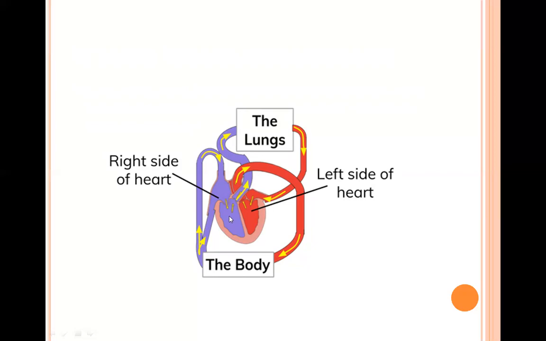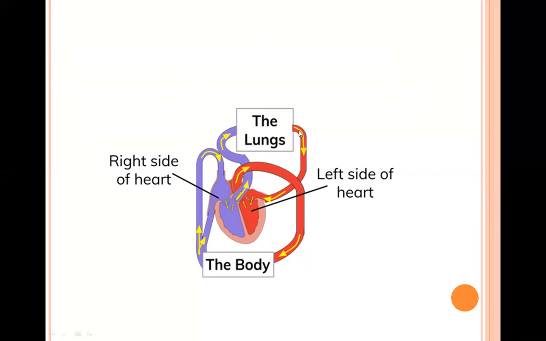It has to get oxygenated. So it pumps the blood through the pulmonary artery into the lungs. In the lungs, it gets oxygenated because the lung is a gas exchange organ. It has oxygen inside it. It throws the carbon dioxide outside the body and inhales oxygen.